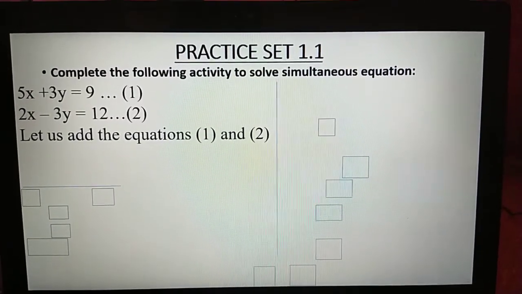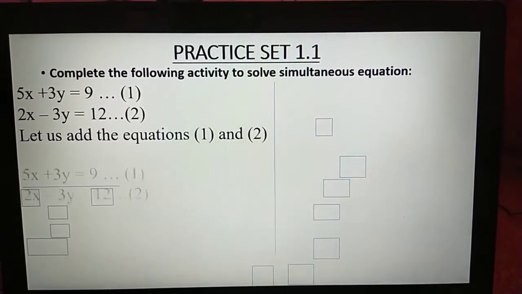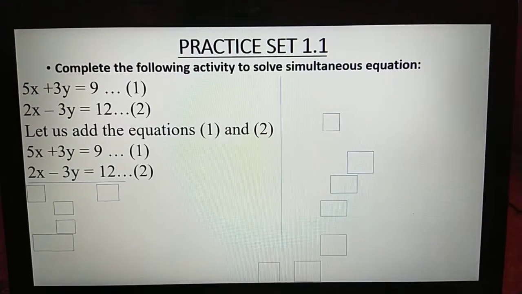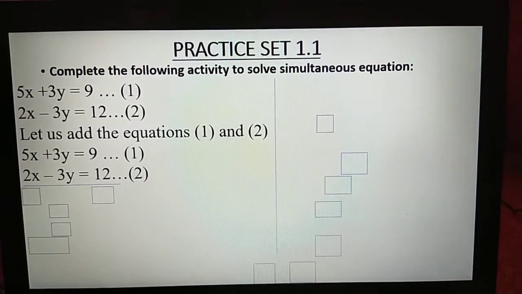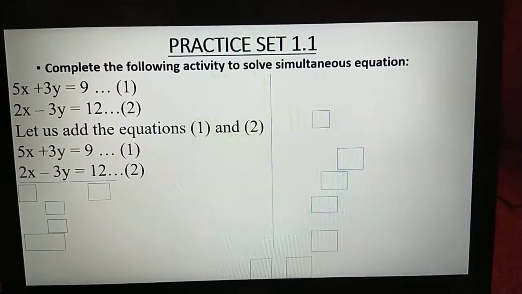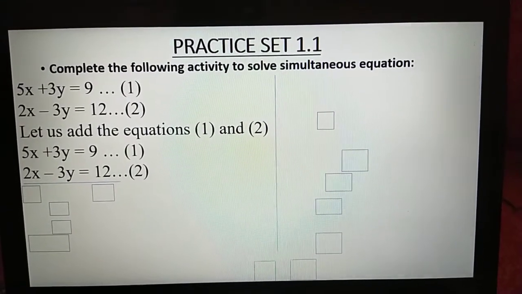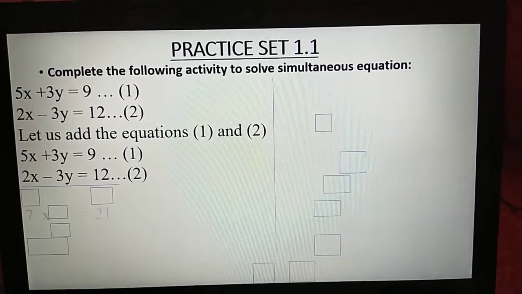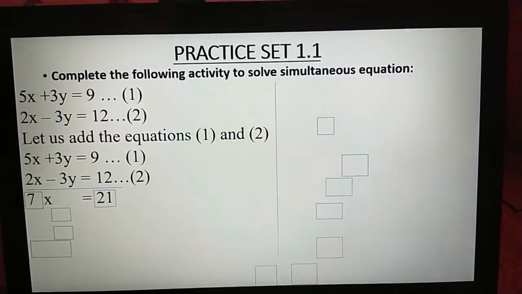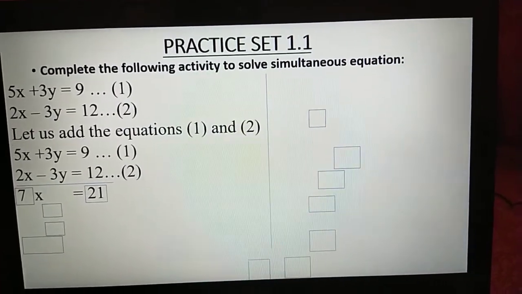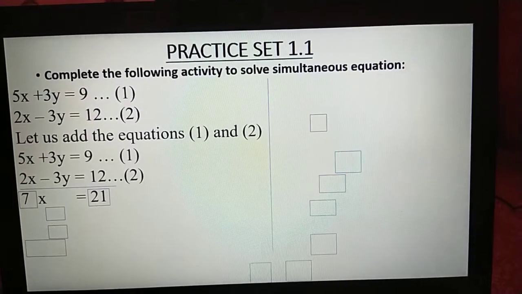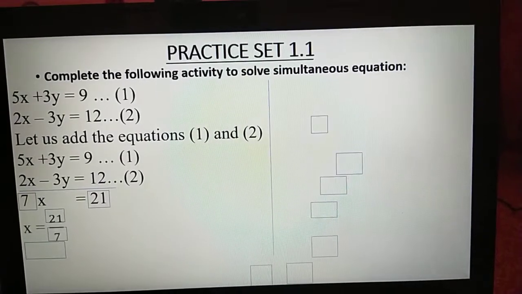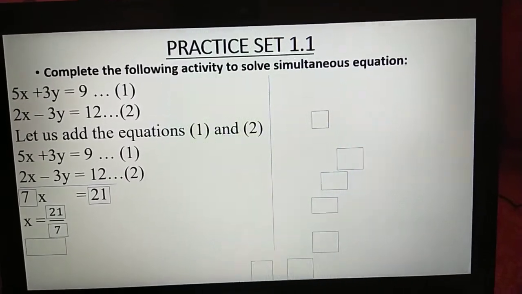Then we will add equations 1 and 2. So we write the equations and we add. Now look at the variable y. What is the coefficient in the first equation for y? Plus 3, and in the second minus 3. So what will happen? It will get cancelled. So 5 plus 2 is 7 and x is a common variable, so we get 7x is equal to 9 plus 12, which is 21. Therefore x is equal to 21 upon 7.